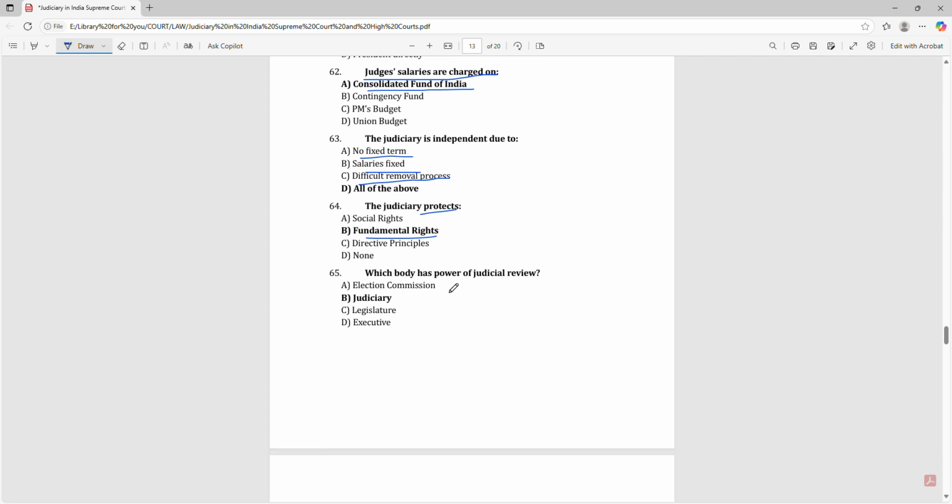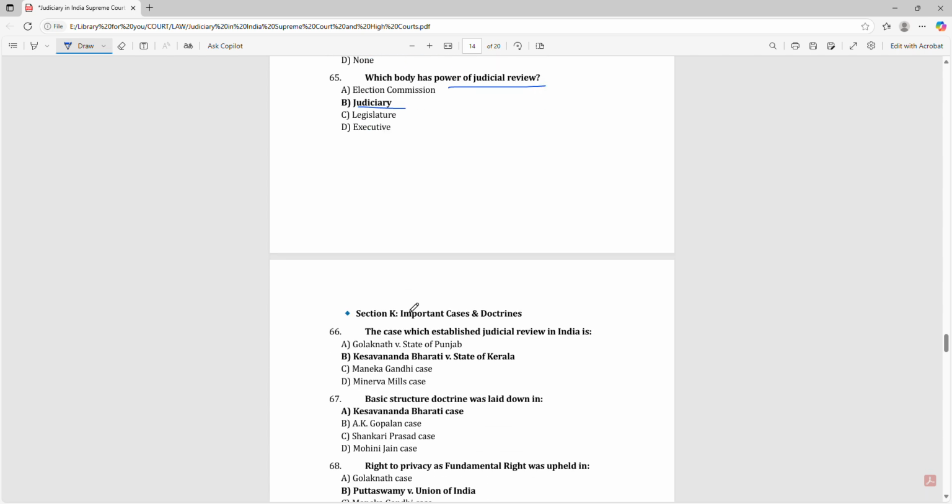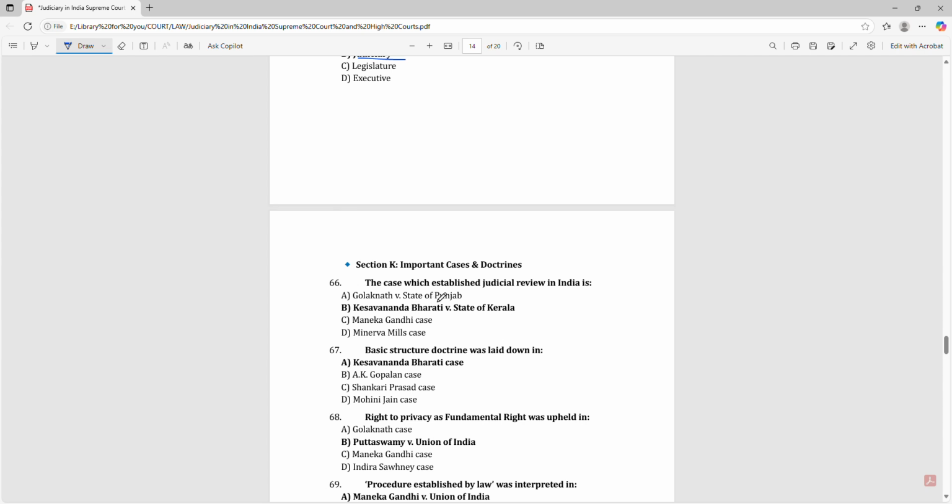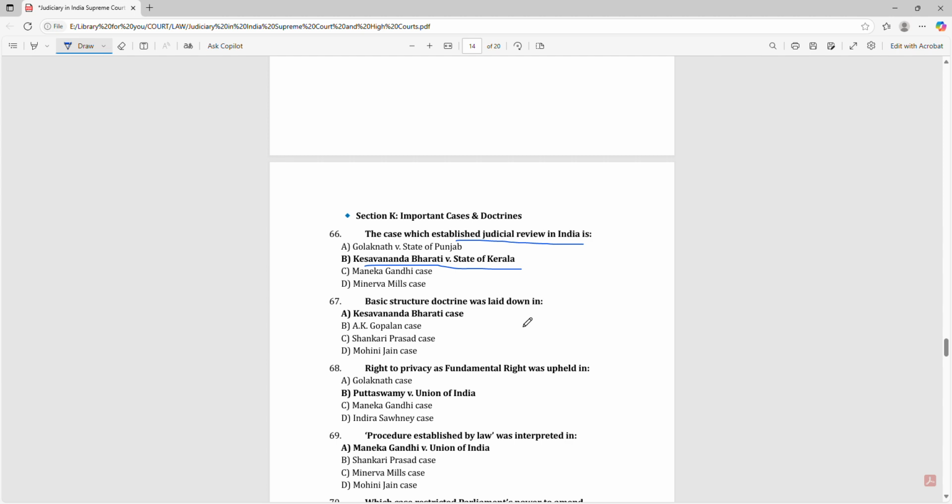Which body has the power of judicial review? Judiciary. The case which established judicial review in India is Kesavananda Bharati versus State of Kerala. Basic structure doctrine was laid down in Kesavananda Bharati case. Right to privacy as a fundamental right was upheld in Puttaswamy versus Union of India.